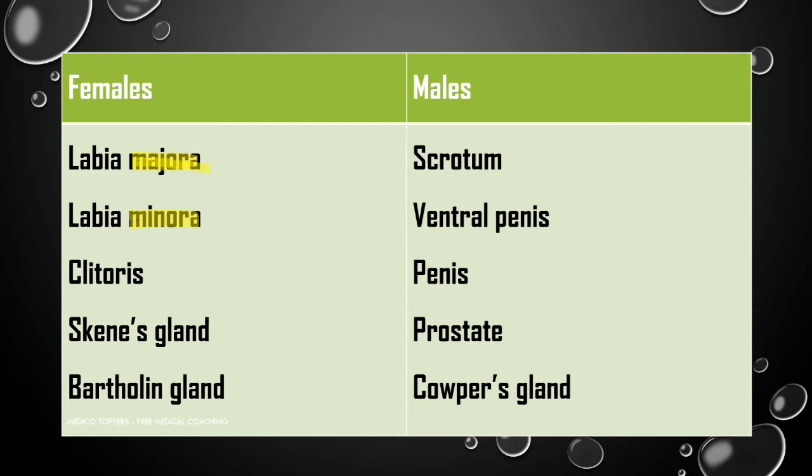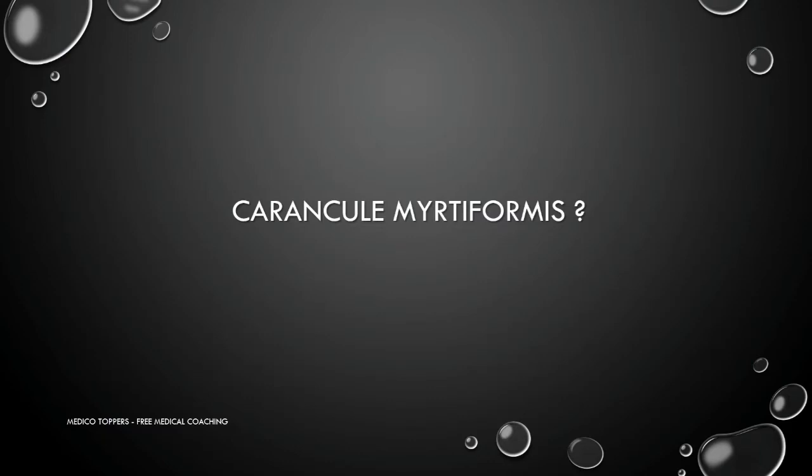Next comes clitoris. This is homologous to penis. And Skene's gland. Skene's gland is a paraurethral gland which is homologous to prostate gland in male. Bartholin's gland, and Bartholin's duct usually opens in the vestibule, and this is homologous to Cowper's gland in male.